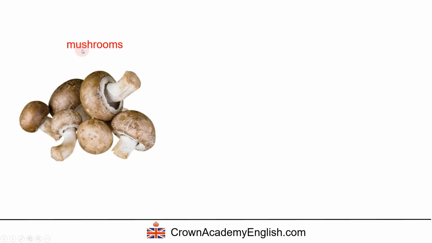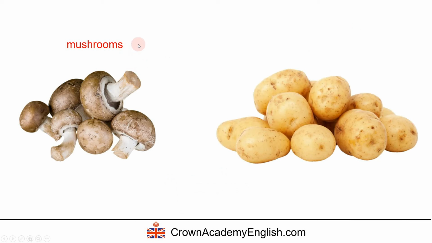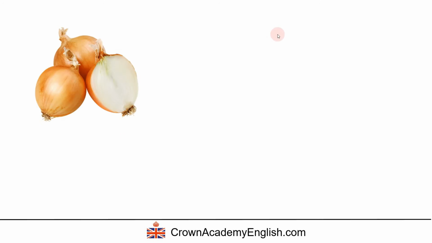These are called mushrooms. And this is a potato. So this is the singular form, potato. And like tomato, we have an irregular plural. We add ES to the end. Potatoes. And this is an onion.